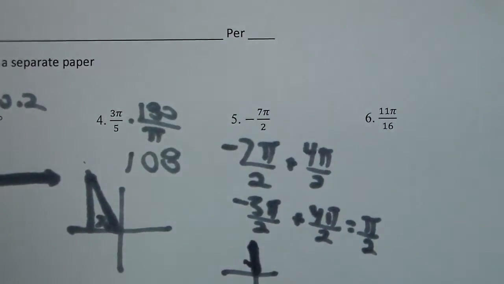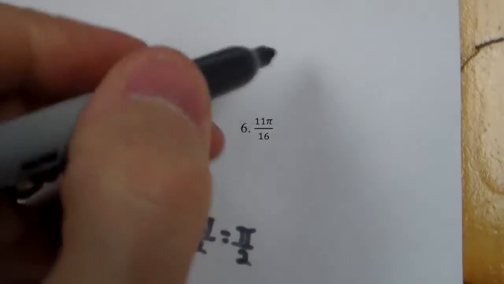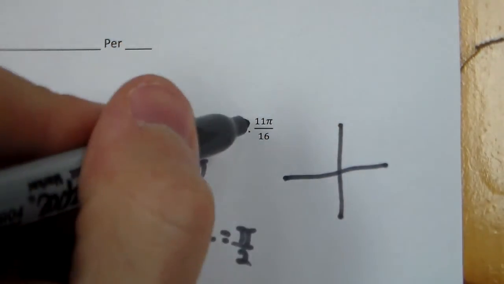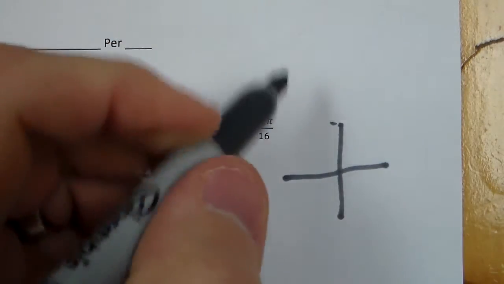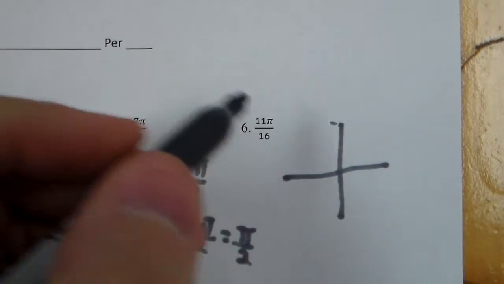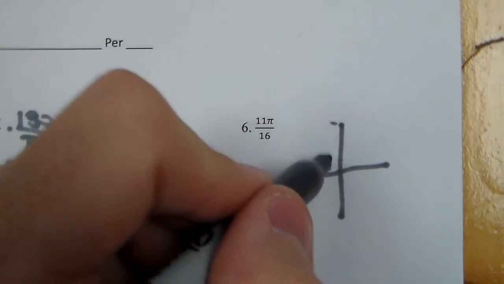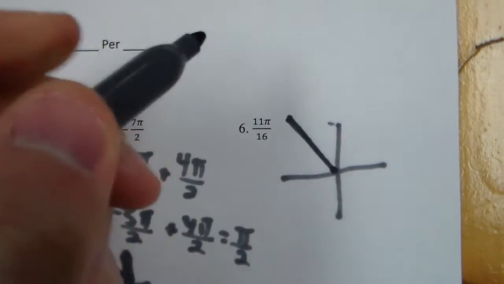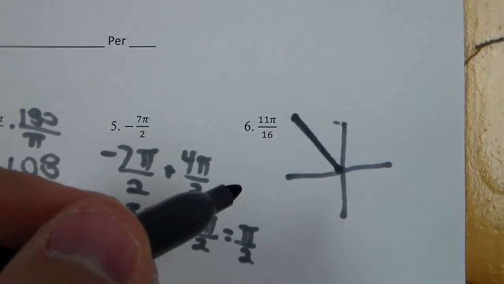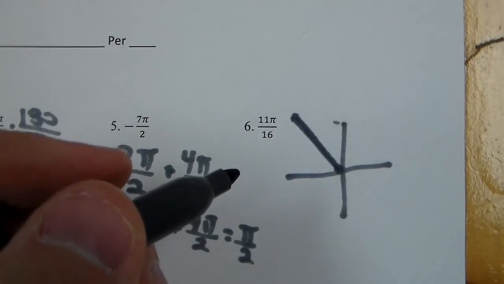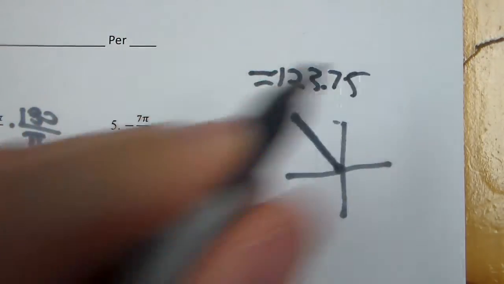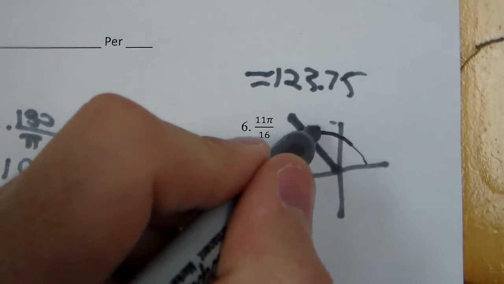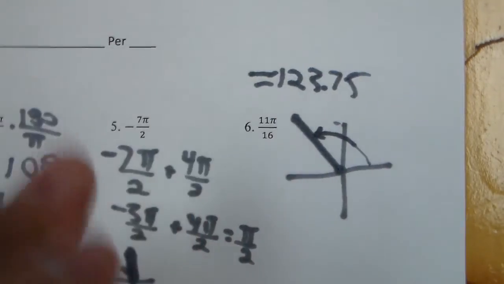Last one, 11 pi over 16. I know that is short of pi because 11/16 is not bigger than 1. I know it's past half because that'd be 8/16. So it's between 8/16 and 16/16, about right here. We could convert that and do 11 over 16 times 180, which comes out to be about 123.75. So that tells us it goes about 123 degrees, and so our side would be right here.